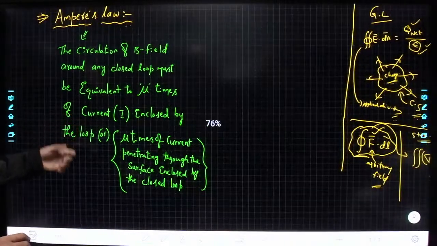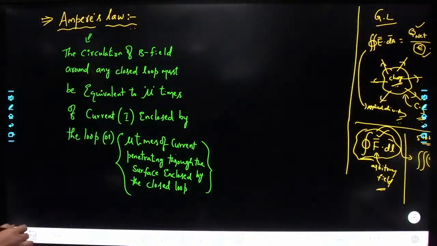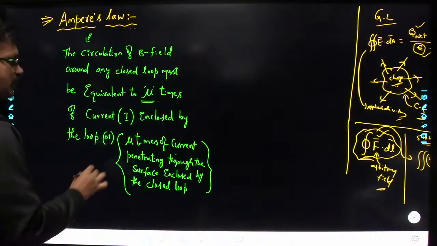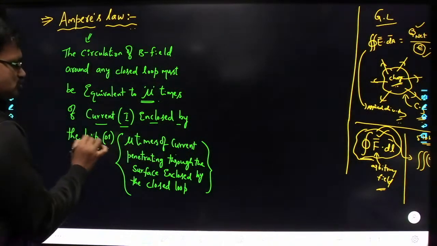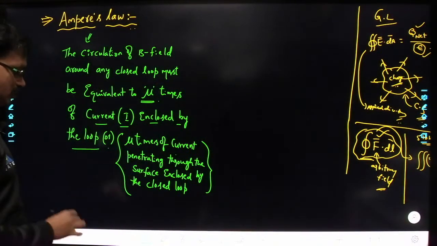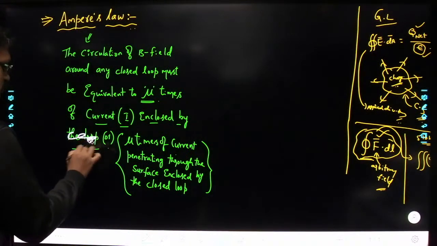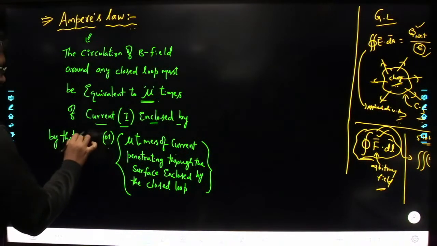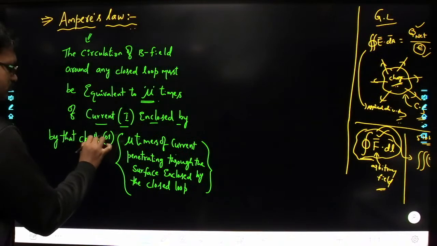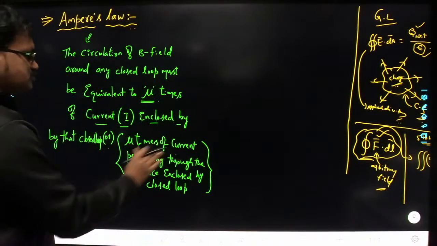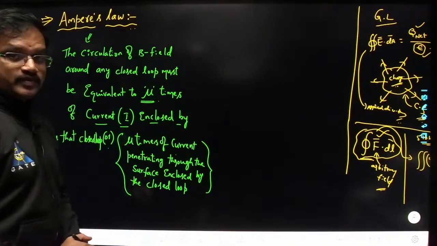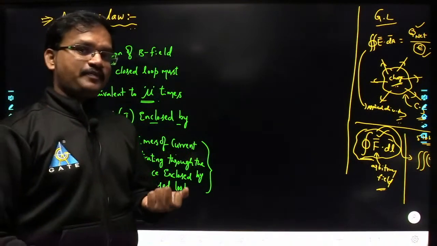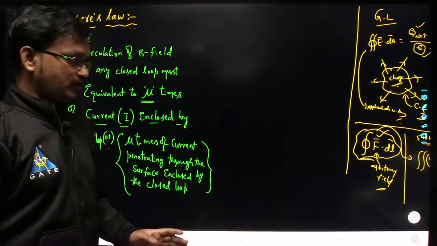Okay, so what is the statement of Ampere's law? The circulation of B field around any closed loop must be equivalent to mu times of current enclosed by that closed loop. Or you can say mu times of current penetrating through the surface enclosed by the closed loop. Both mean the same here, current enclosed by the closed loop or the current penetrating through the surface enclosed by the closed loop.